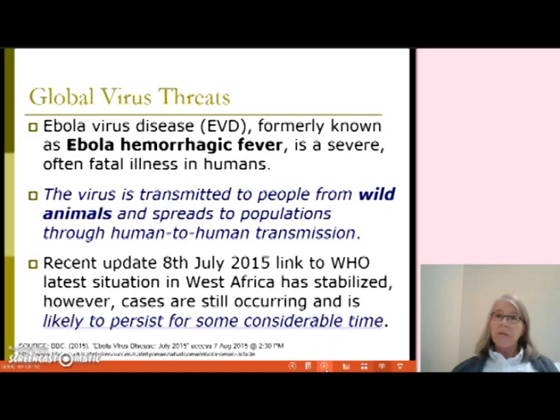Recent update, just from last month in July, the World Health Organization says that in West Africa, the Ebola outbreak that started last year has stabilized. They're monitoring a few cases that are coming up right now, but it says that it might persist for a considerable length of time. So they've done some really dramatic curfews and having everybody stay home for a week at a time. It's been remarkable to see the types of things that they have attempted to do to control the Ebola virus.